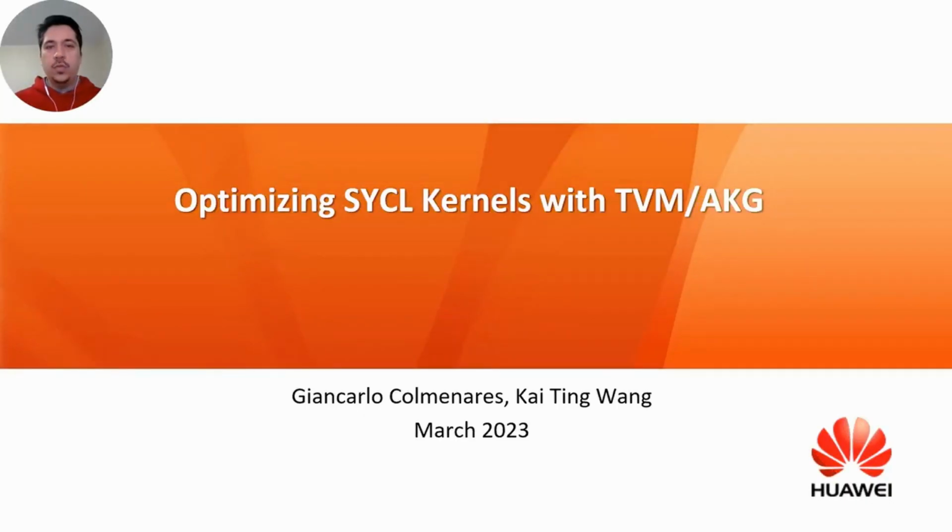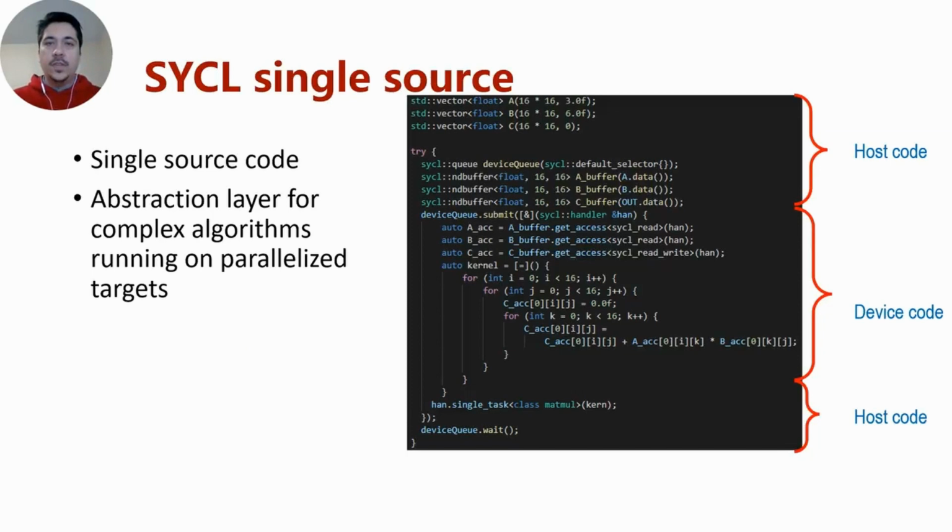Hello, everyone. I'm going to talk to you today about our project, Optimizing SYCL Kernels with TVM and AKG. SYCL is a cross-platform abstraction layer that enables developers to write code for heterogeneous processors using standard ISO C++. Both the host and the device application code can be contained in the same source file. SYCL performs as a layer of abstraction that enables the creation of complex algorithms that can run on heterogeneous and parallelized targets, such as GPUs, FPGAs, etc.